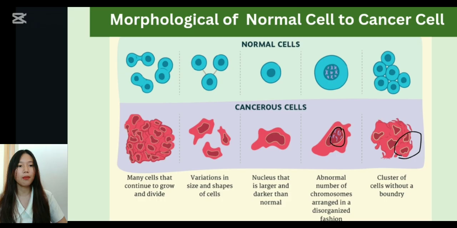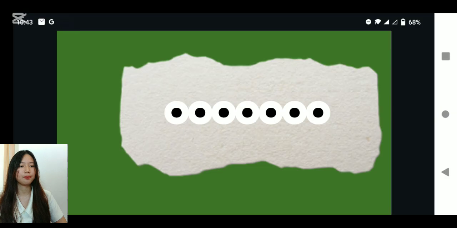Next is the chromosome naman ng cancer cells, which exhibit aneuploidy, meaning they have an abnormal number of chromosomes with frequent mutations or rearrangements doon sa chromosome. So, yun yung mga morphology ni normal cells compared to cancer cell.